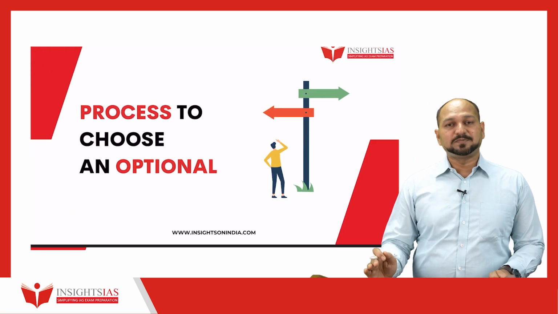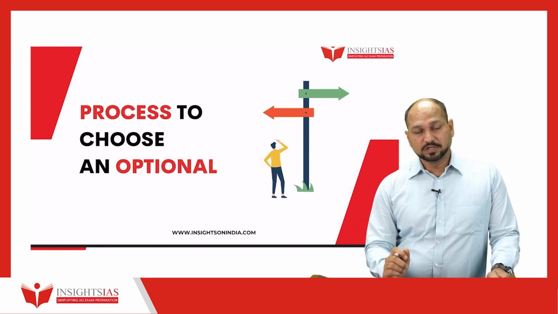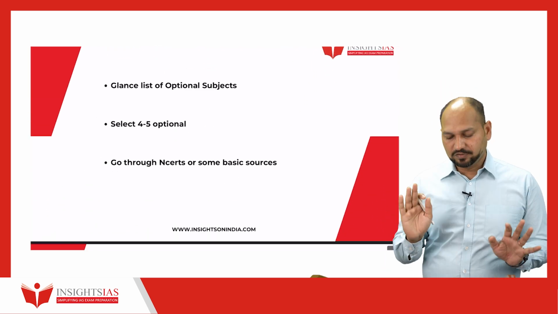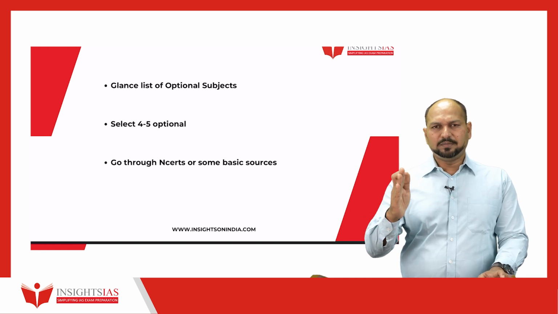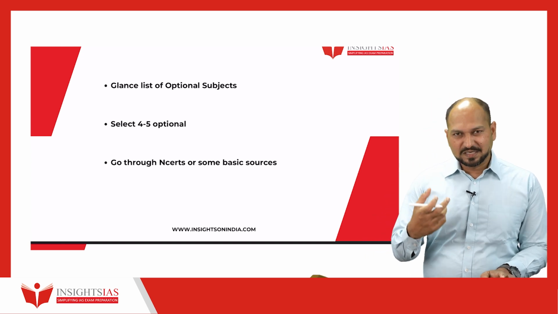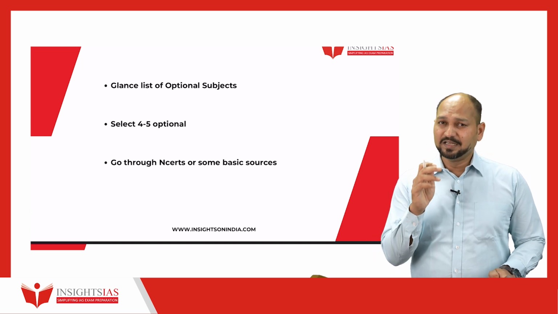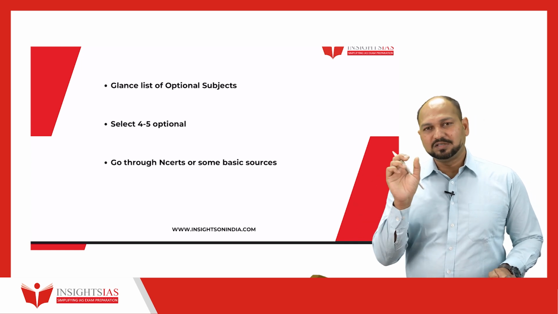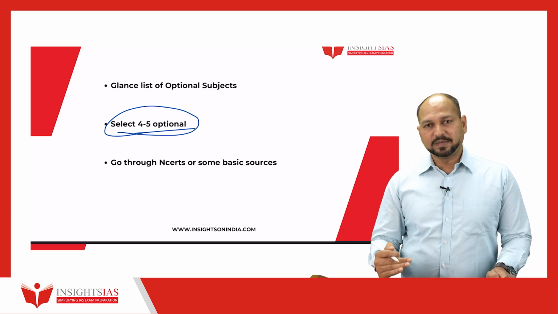Moving ahead to the next part, we'll see the standard process to be followed to select your optional. So what is the procedure? First, glance through the list of UPSC optional subjects. Go through the gazette notification and whatever optional subjects they have mentioned, and by understanding your personality, your skill set, and your interest and orientation, you will have 4 or 5 optionals in your mind. So sort out 4 to 5 optionals out of the list given by the UPSC.